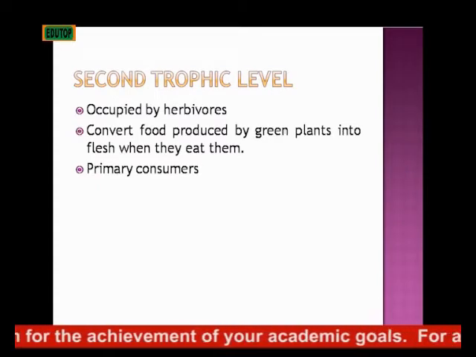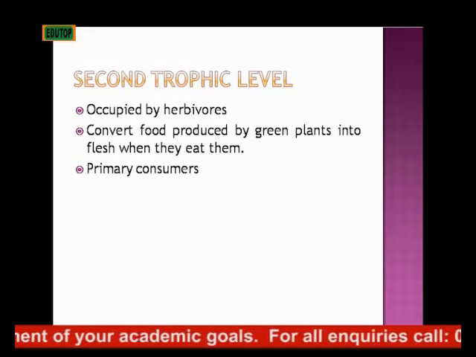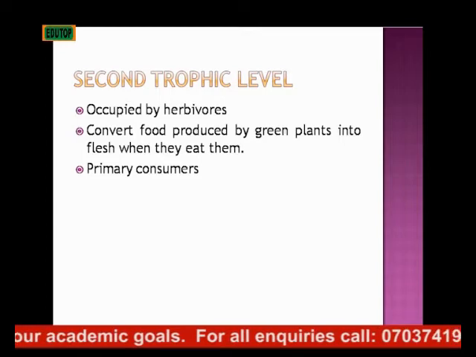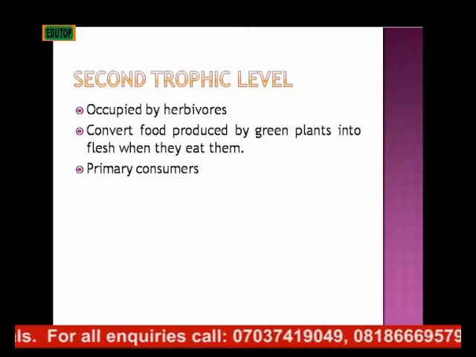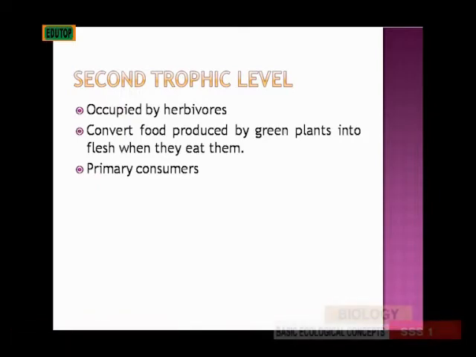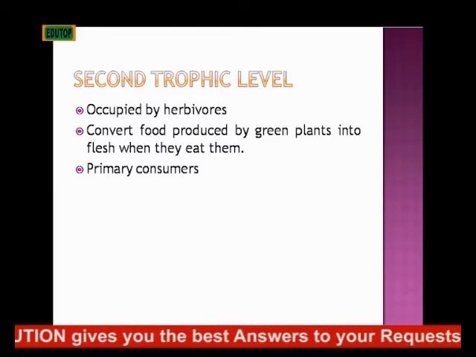They convert food produced by green plants into flesh when they eat them, and they are known as primary consumers. They are the first that eat the plants. Plants are primary producers. So the second trophic level, you have herbivores, animals that eat plants. So they eat what is in the first trophic level.